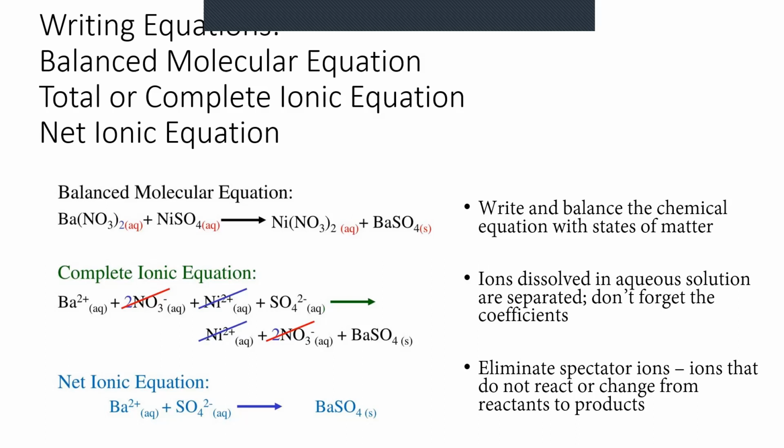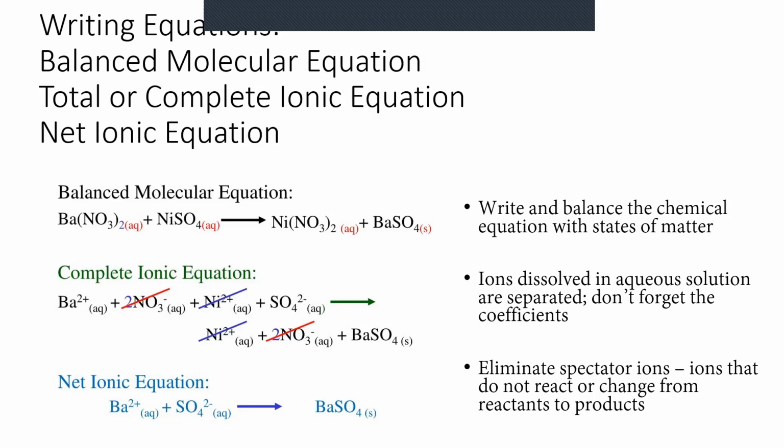So the balanced molecular equation includes the molecules or formula units involved in the reaction. So for example, we can see that barium nitrate is being reacted with nickel sulfate to form nickel nitrate and solid barium sulfate. So notice that the states of matter are included along with the balanced chemical equation. To turn this into the complete or total ionic equation, we're going to separate ions in solution.